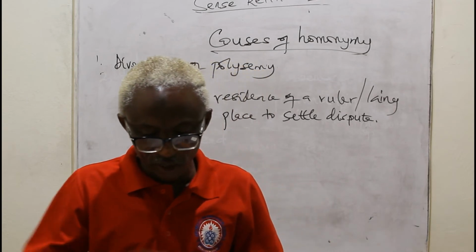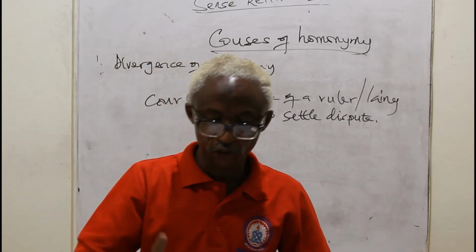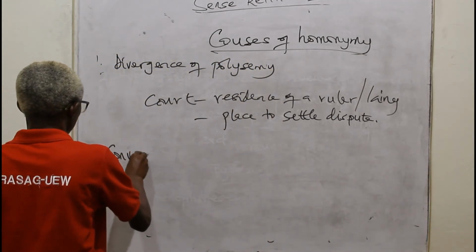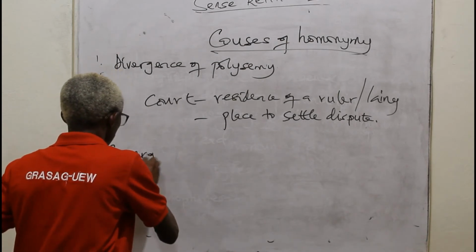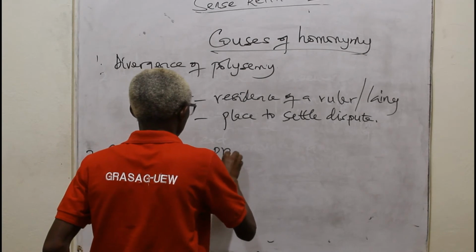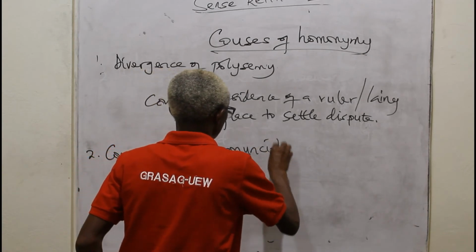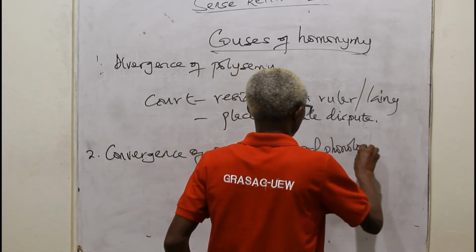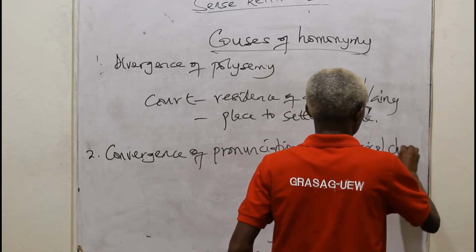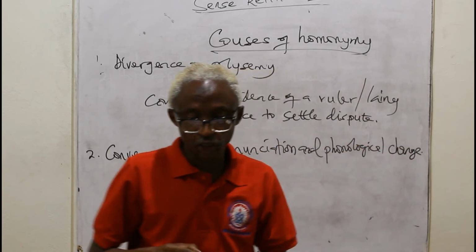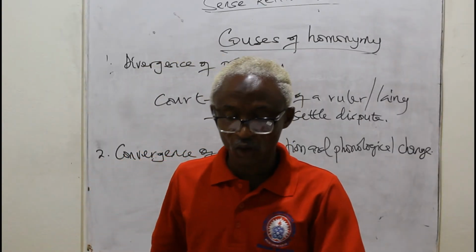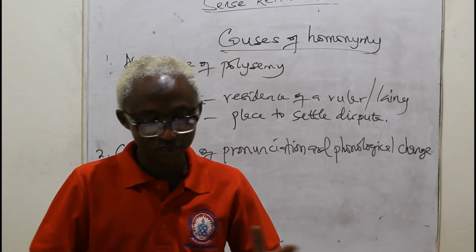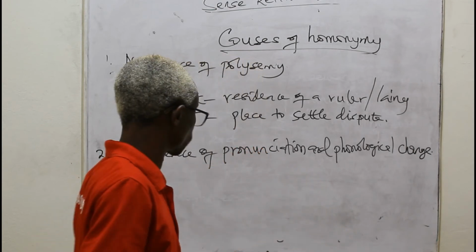Two, we have convergence of pronunciation and phonological change. Convergence of pronunciation or phonological change means words which used to be pronounced differently over time have their sounds converged to become homophones.